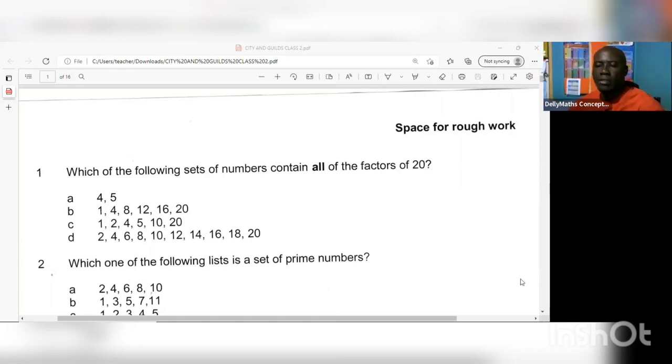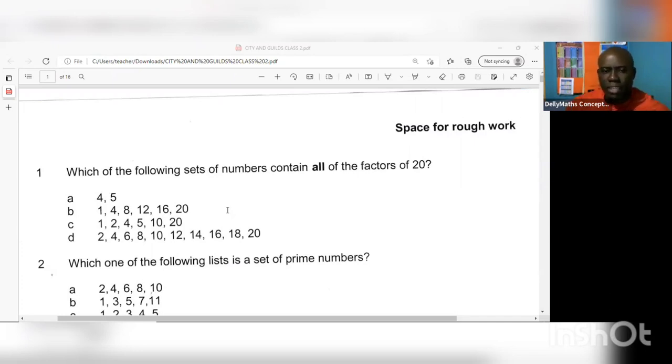What we're looking at today is the City Angles Stage 3 exam. This is basically a sample of the exam that will be coming in 2022, so we want to get ourselves ready. Let's see what's going on here.